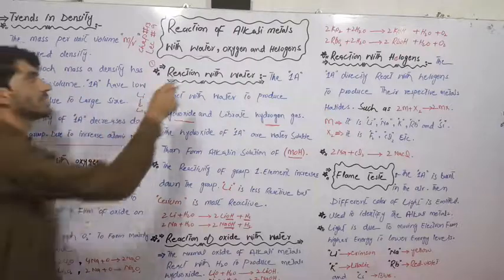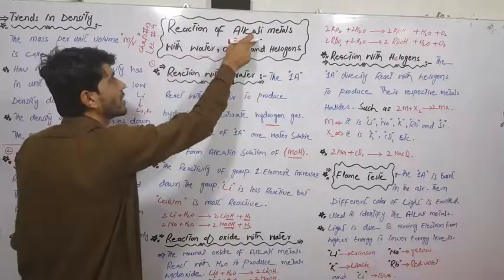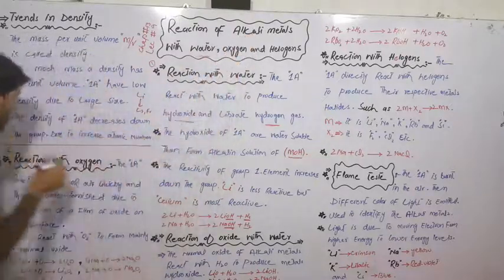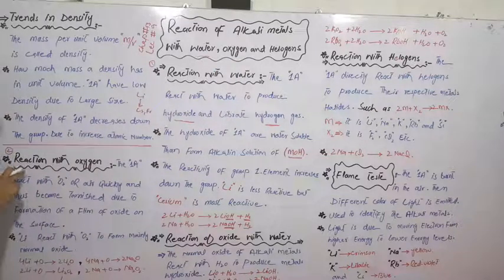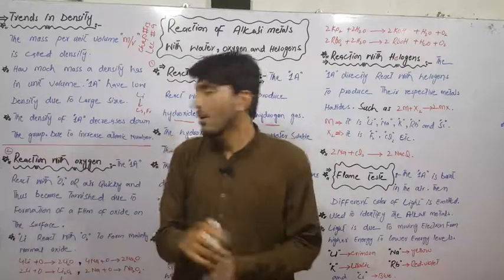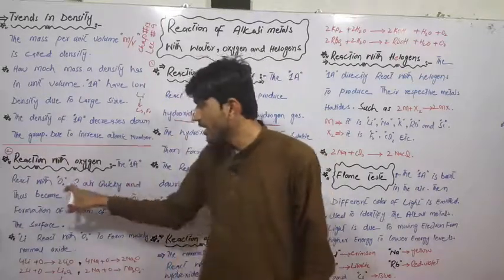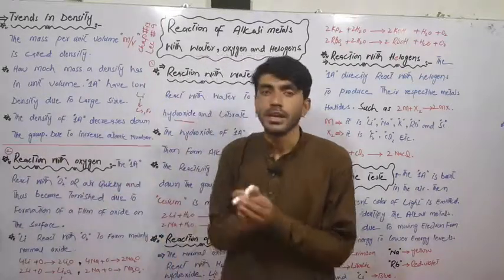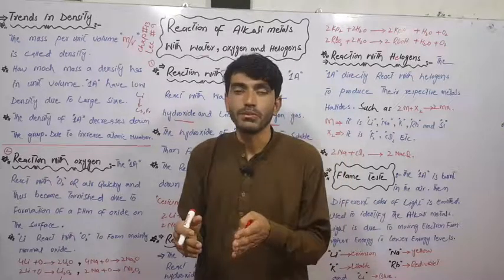Next, that is reaction with oxygen, how alkali metals react with oxygen. So let's see here, second one, that is reaction with oxygen. The first A react with air or oxygen. Whenever the first A react with air or oxygen quickly, they become a tarnished compound, meaning a dull compound.